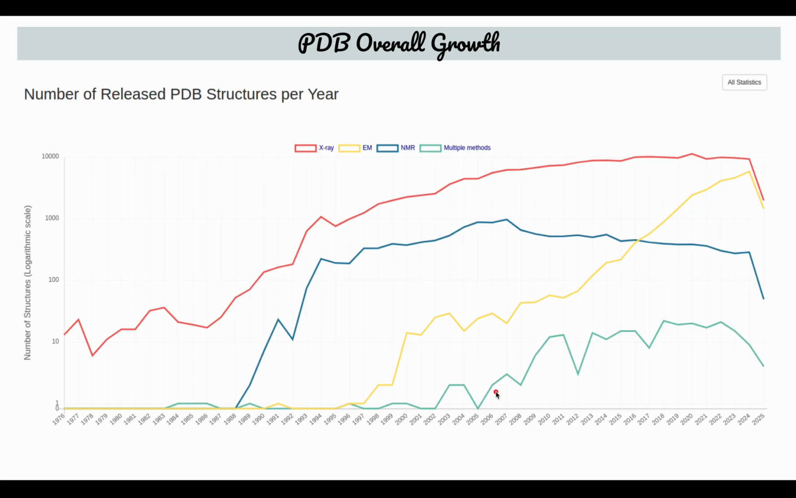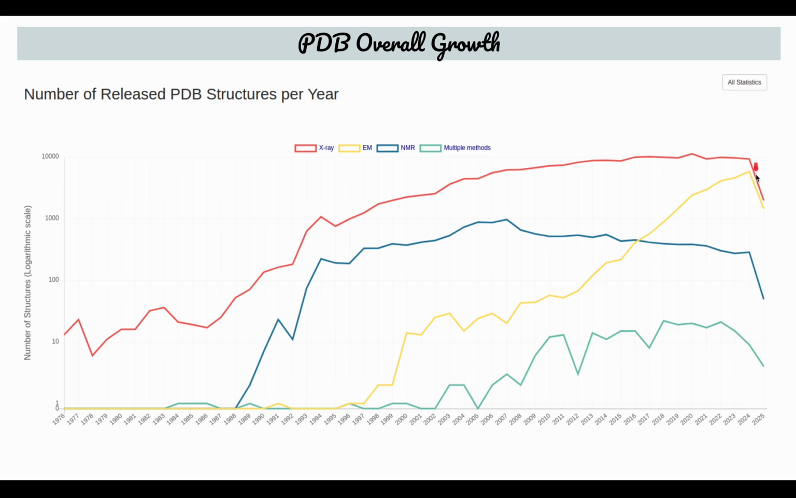And if we look at the different methods submitting to PDB, majorly it is X-ray crystallography followed by NMR. But in recent years, due to the advancement in cryo-EM, EM has also shown a rise in the number of structures submitted to the PDB. It is now nearly similar to the number of structures submitted by X-ray crystallography till 2025.